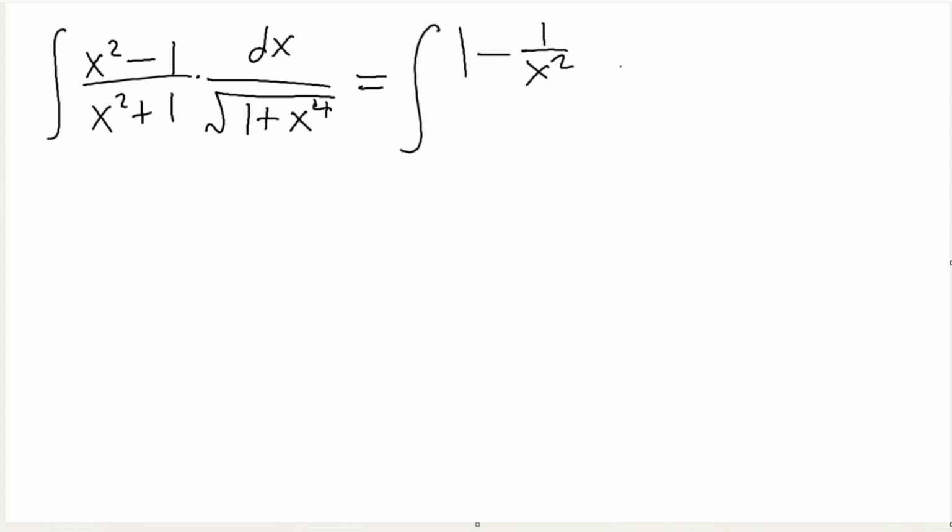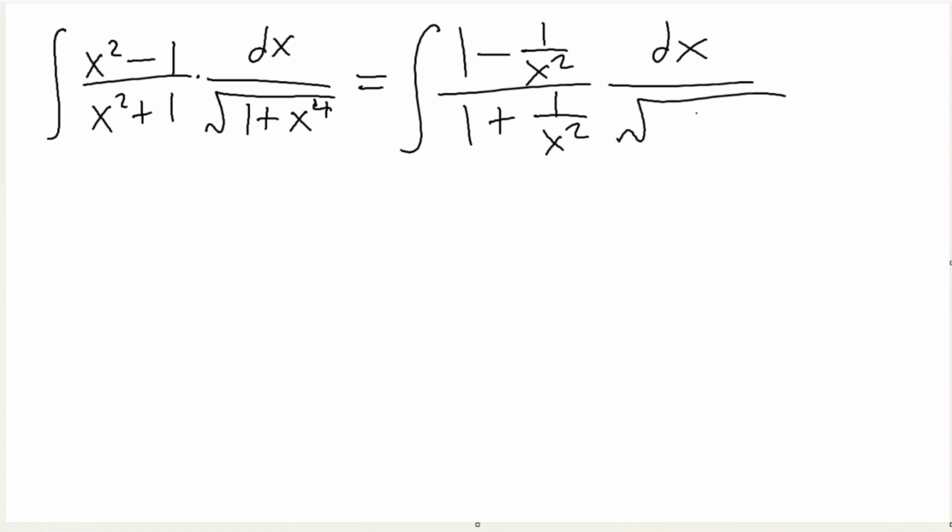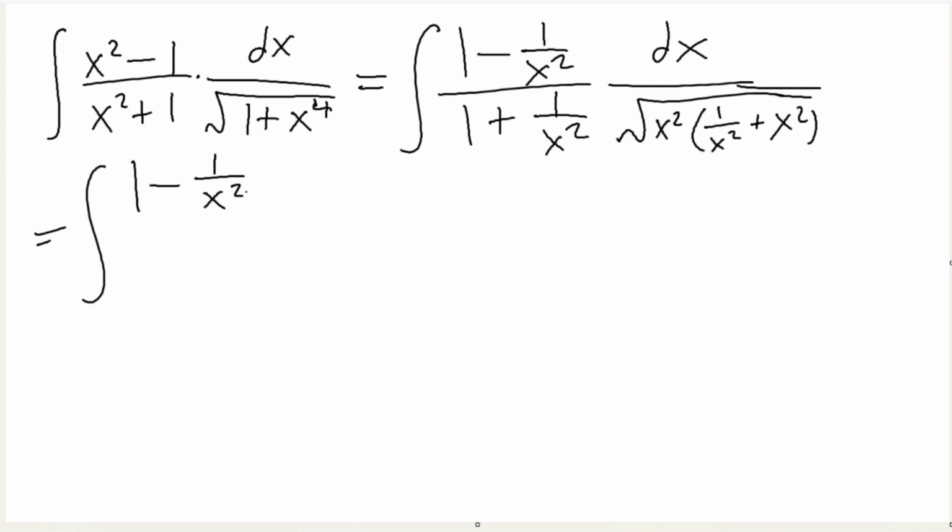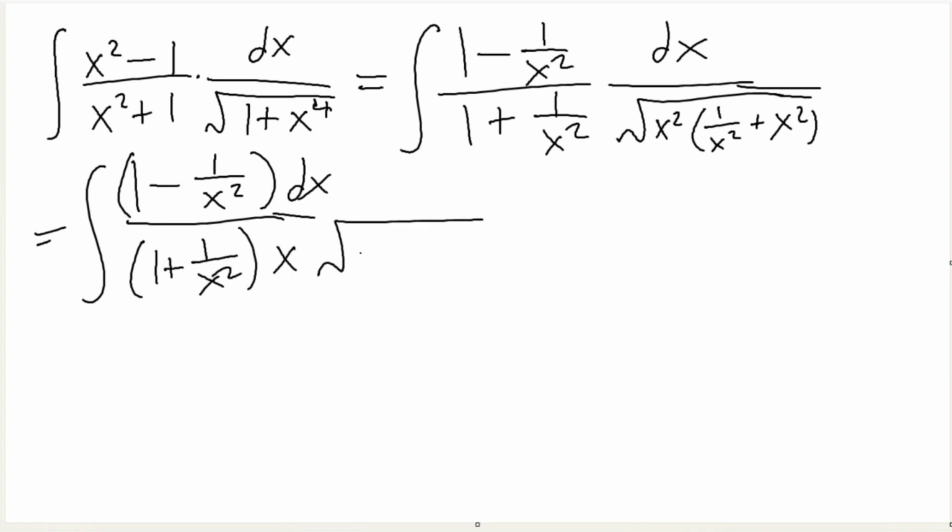1 minus x squared here. We have 1 plus 1 over x squared here. And here, what do we do with this? Well, here we can take out x squared. And so we get 1 over x squared plus x squared here. And this x squared can just come out, right? So now we get 1 minus x squared dx, with parentheses 1 plus 1 over x squared, x, and then we have x squared plus 1 over x squared. This x is just hanging.